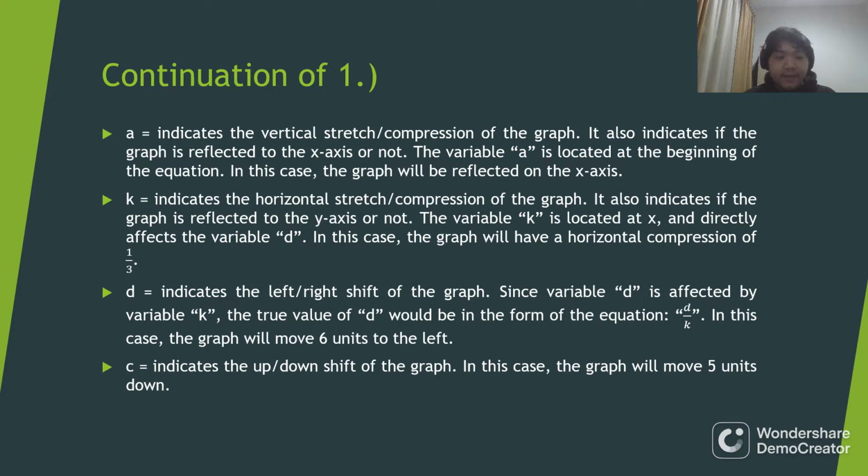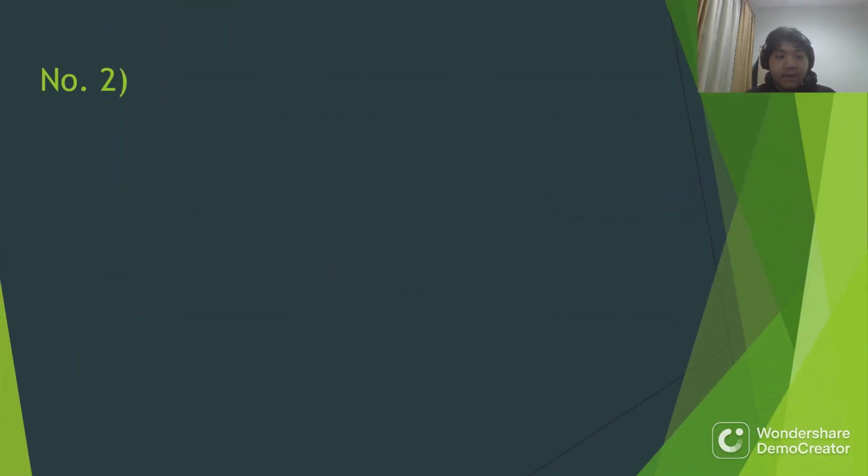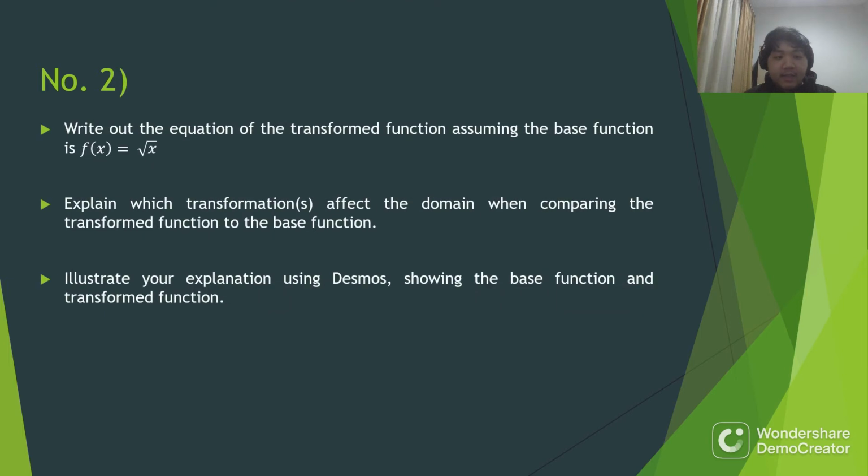So, with that being said, we already know our values of the variables a, k, c, and d as we stated on the slideshow before. And now we can implement those variables into number 2 till number 5. In number 2, it asks us to write down the equation for a transformed function assuming the base function of square root of x. It also asks us to explain which transformation affects the domain when comparing the transformed function to the base function, and illustrate using Desmos.